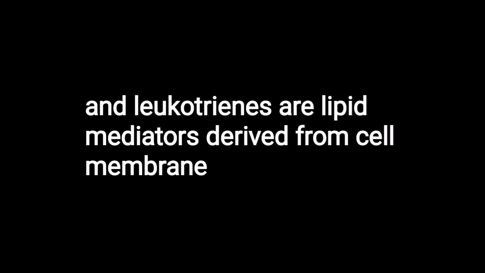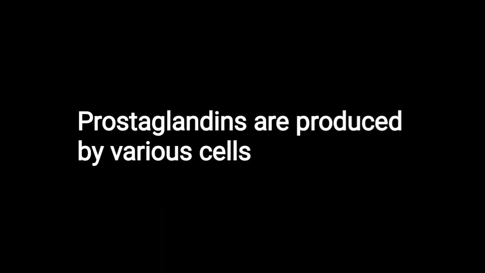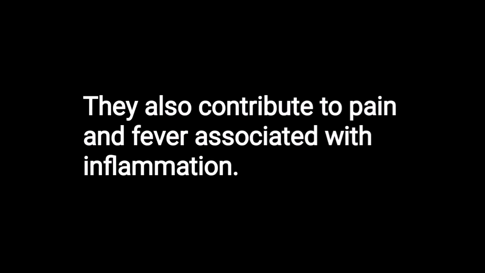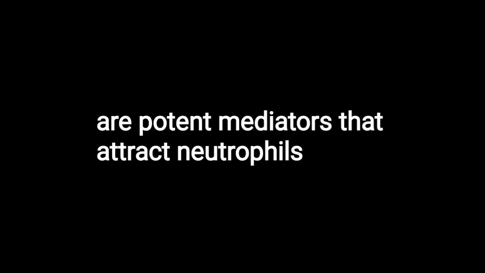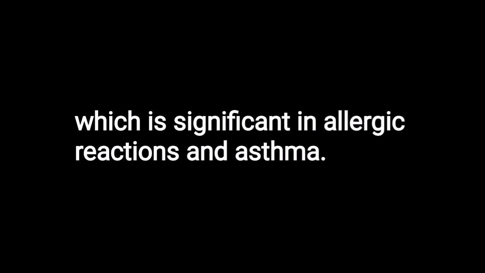Prostaglandins and leukotrienes are lipid mediators derived from cell membrane phospholipids. Prostaglandins are produced by various cells and play a role in promoting vasodilation and increasing blood vessel permeability, similar to histamine. They also contribute to pain and fever associated with inflammation. Leukotrienes, primarily produced by leukocytes, are potent mediators that attract neutrophils and eosinophils to the site of inflammation. They enhance vascular permeability and contribute to bronchoconstriction, which is significant in allergic reactions and asthma.